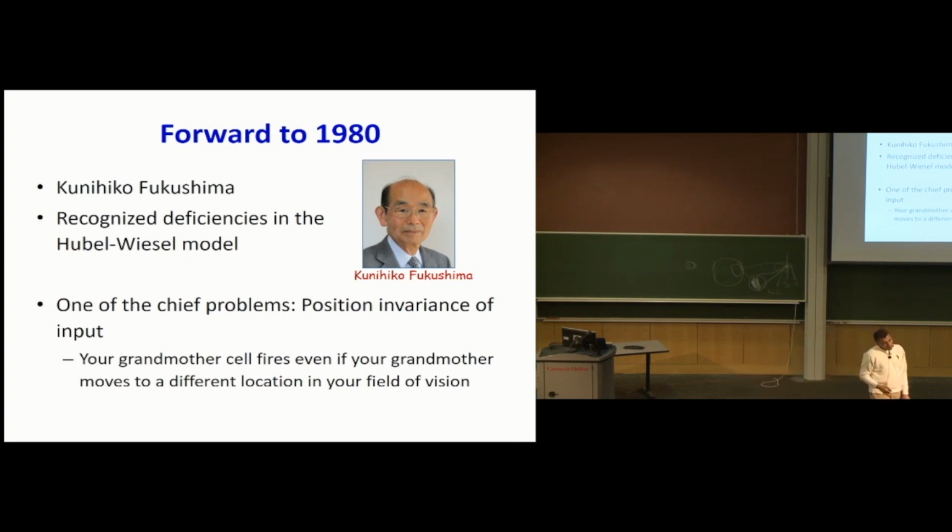Now, one of the things he realized was that something like this is not position invariant. So if you have a cell on the right side of my eye, it's responding to images on the left. But if this one learns to respond to my grandmother's image to the left, it's not going to respond to my grandmother to the right. On the other hand, it doesn't matter where my grandmother is, I'm going to recognize my grandmother. So this model doesn't explain the notion of grandmother cells.